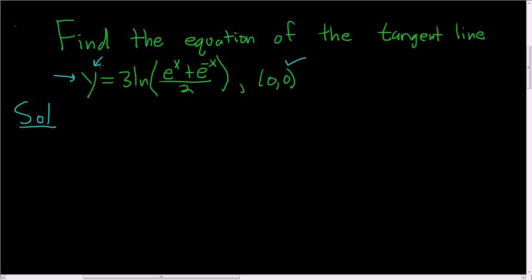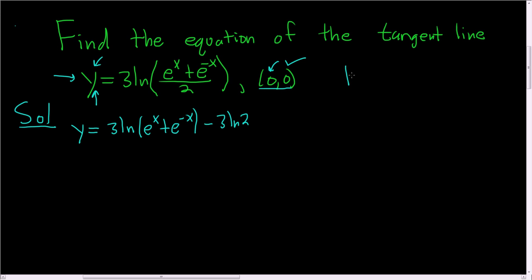The slope of the tangent line to the graph of this function at this point is the derivative, so y prime, evaluated at 0. So to start, we have to find the derivative. Now, before we find the derivative, let's rewrite this using the quotient rule for logs. So the 3 hangs out. This will be the natural log of whatever's upstairs, so e to the x plus e to the negative x, minus 3 times the natural log of 2.